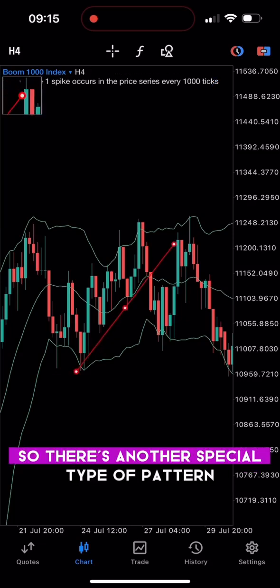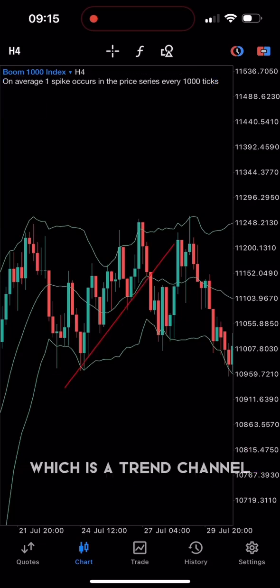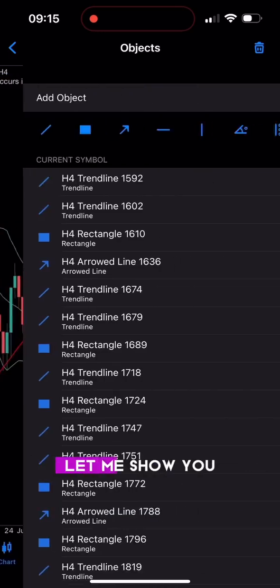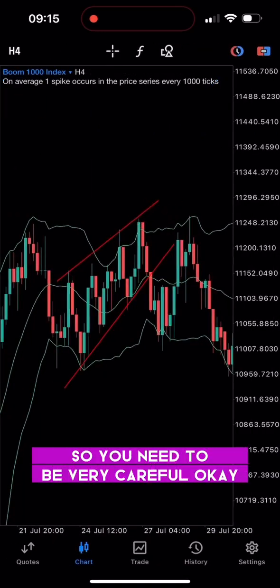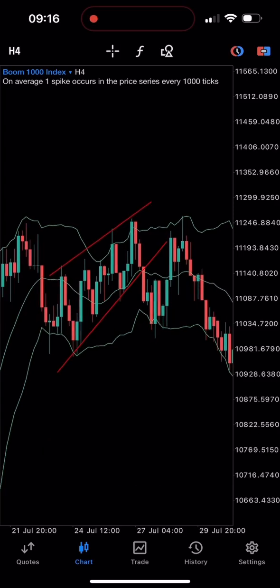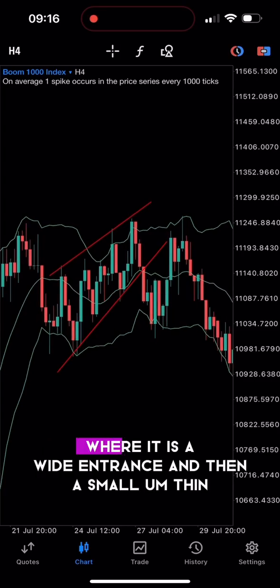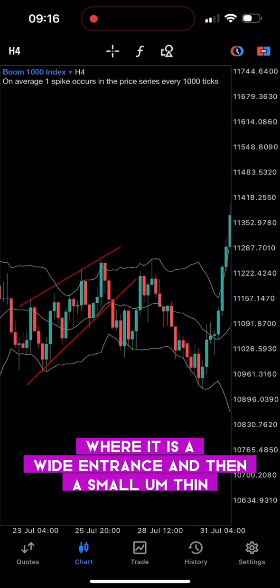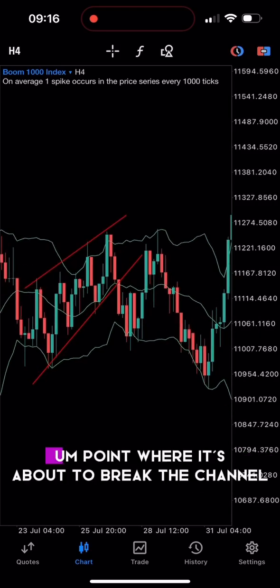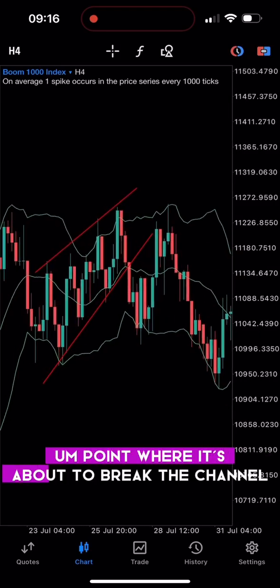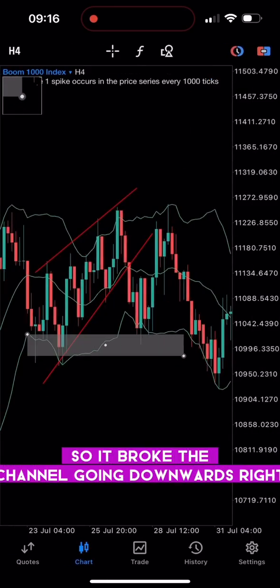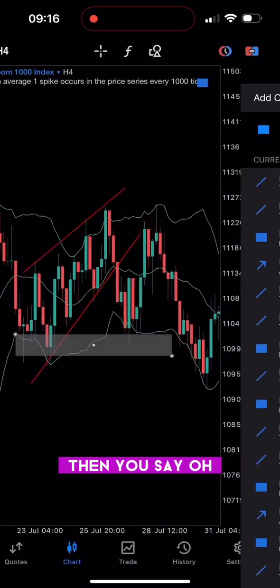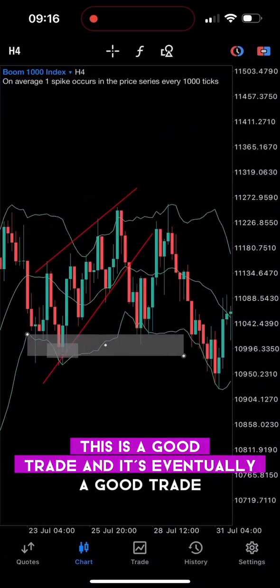So there's another special type of pattern, which is a trend channel. Let me show you. It usually backfires, so you need to be very careful, okay, when you enter a trade like that. This one, such as this one, where it is a wide entrance and then a small thin point where it's about to break the channel. So it broke the channel going downwards, right? And there was a pullback, then you say, oh, this is a good trade, and it's eventually a good trade.